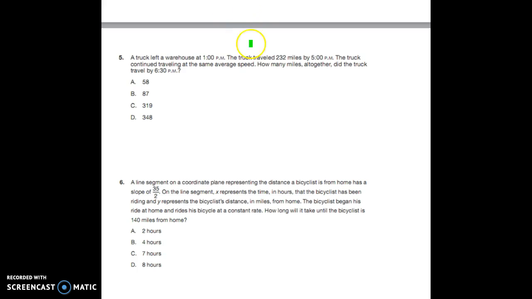We need to understand. So, he left the warehouse at 1 p.m. It traveled 232 miles by 5 p.m. That's 4 hours later. Okay, continuing traveling at the same average speed. So we have to figure out what average speed means. And then how far did the truck travel by 6:30 p.m.? So there's a lot of information that we have to think about.